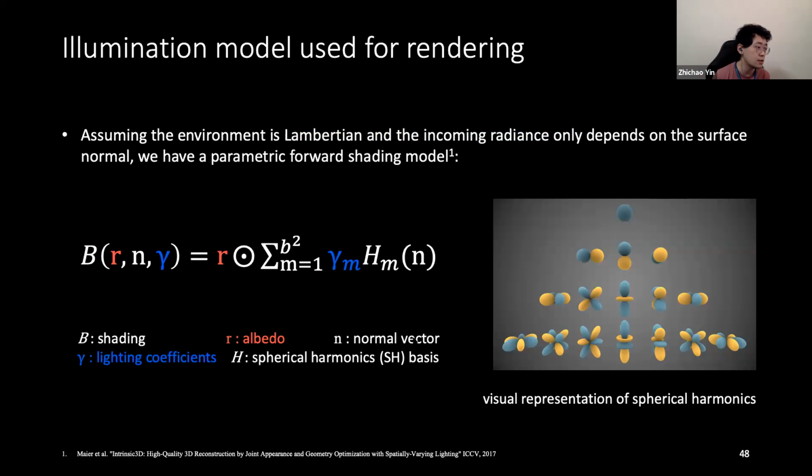The remaining thing is the illumination model, or the renderer, that we use here. We are using a spherical harmonics-based illumination model. We assume the environment is Lambertian and the incoming radiance only depends on the surface normal. We have something like this. The shading equals the element-wise product between the albedo and the sum of the lighting weighted by the spherical harmonics. The spherical harmonics function takes the normal vector as input, and we can understand it as a basis of functions that you can use to approximate arbitrary real-valued functions defined on the sphere.